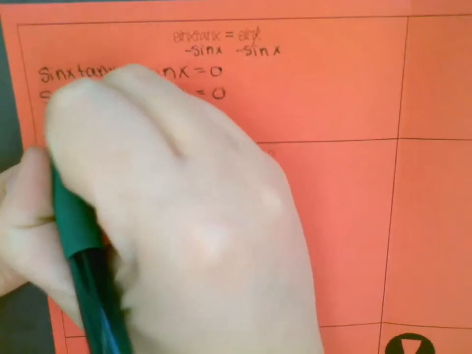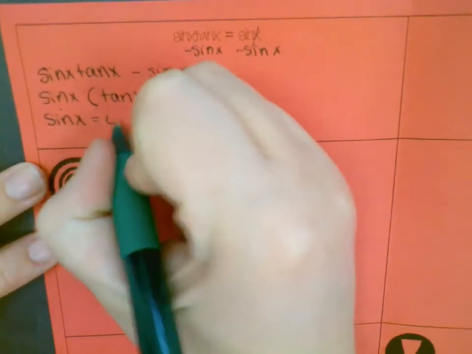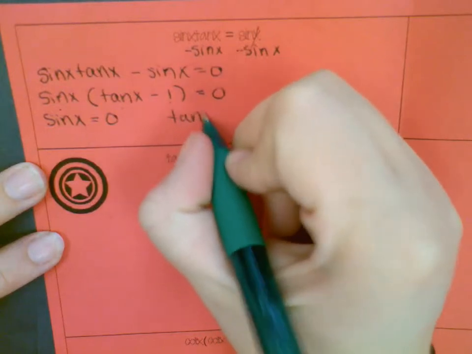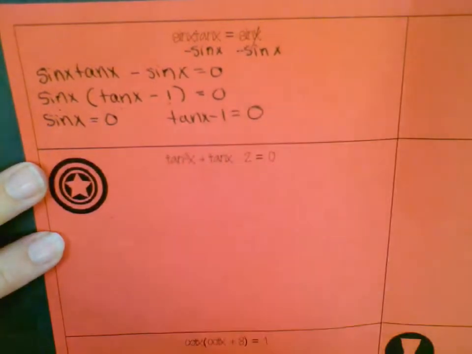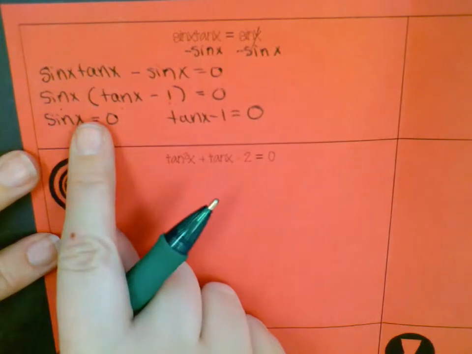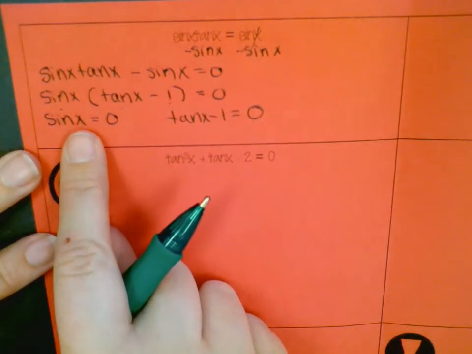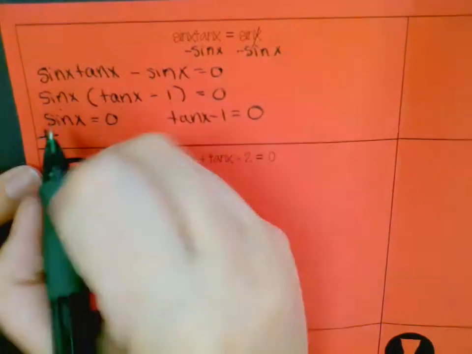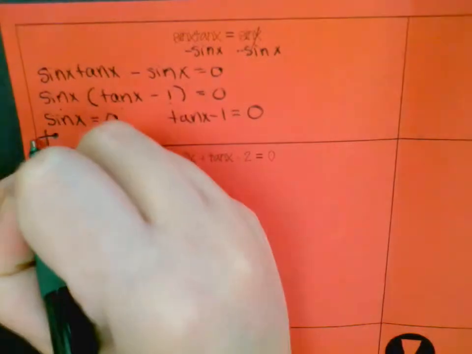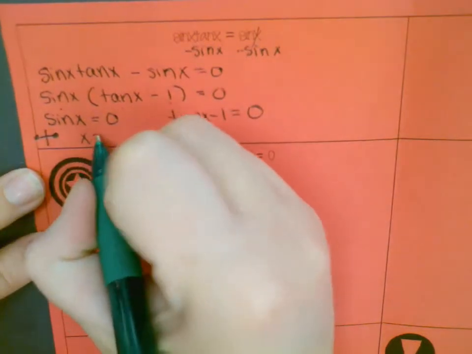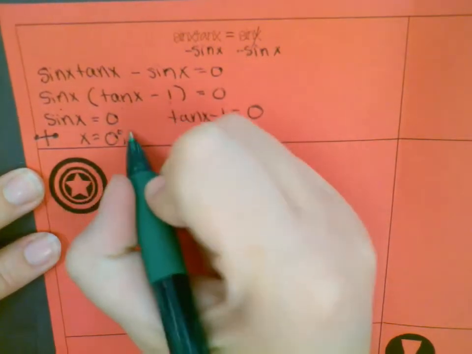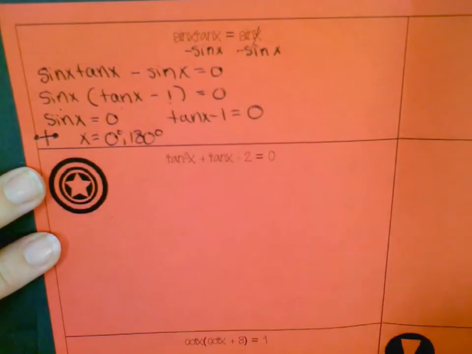So now we split it up. Sine of x equals 0, and tangent of x minus 1 equals 0. For this one, when does sine equal 0? Well, if we draw the quadrantal angle, sine is 0 here and here. So that means for this part, x equals 0 degrees and 180 degrees.